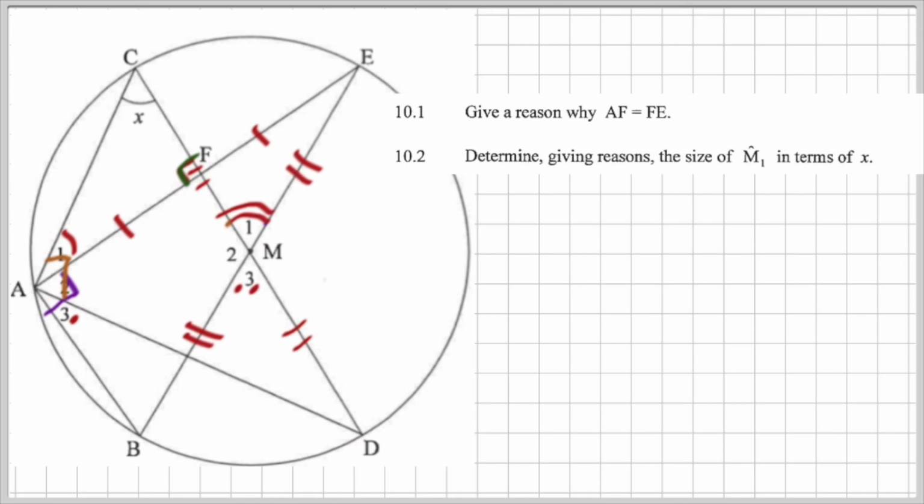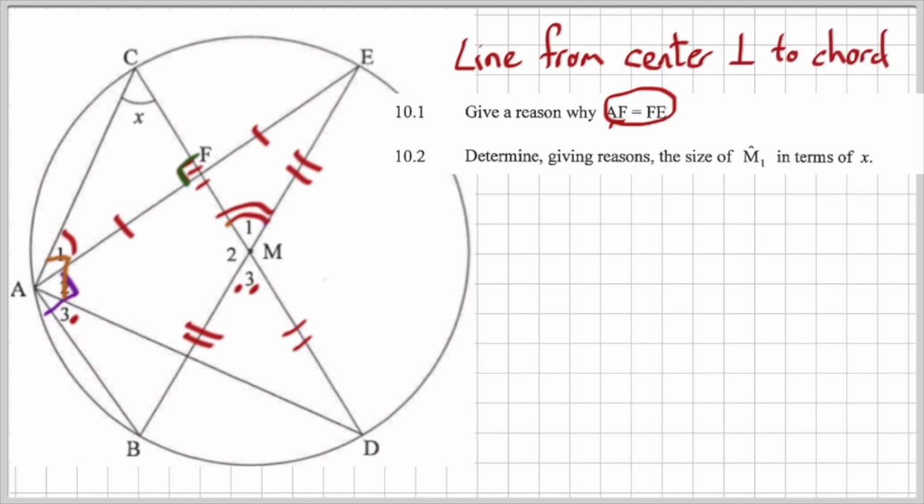So I've taken that sketch. I've cleaned it up a little bit, and this is what I've got left. First question, give a reason why AF is equal to FE. Well, I've got a line from the center, and it's perpendicular to the chord. Remember to look at the acceptable reasons. You don't just write your own reasons, especially if you are in a public school. They are very strict on the reasons, so please make sure you know your reasons.